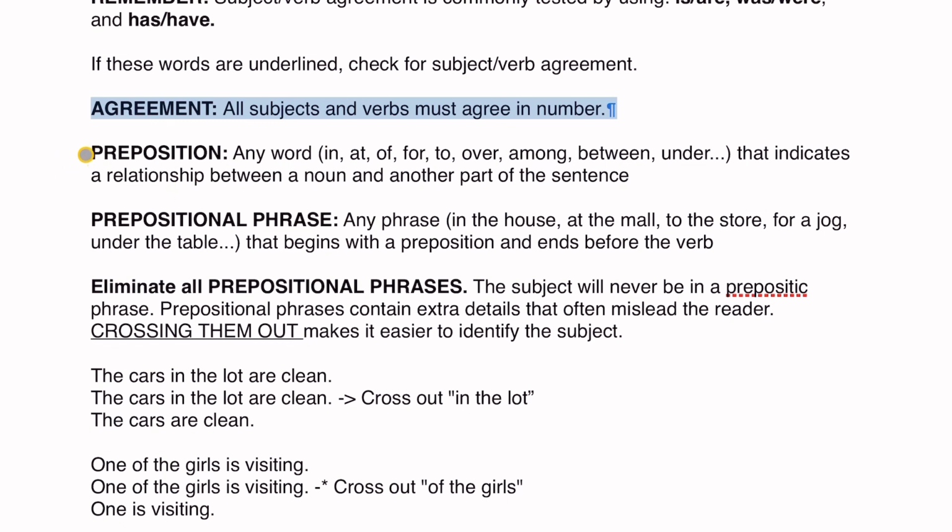طيب. Next up, we have to understand what a preposition is. عشان نكمل نفهم ال subject-verb agreement. What is a preposition? Any word like in, at, of, for, to, among, over, under, in between, أي حاجة that indicates a relationship between a noun and another part of the sentence. حلوة أوي الكلمة ده. That indicates a relationship between a noun and another part of the sentence.